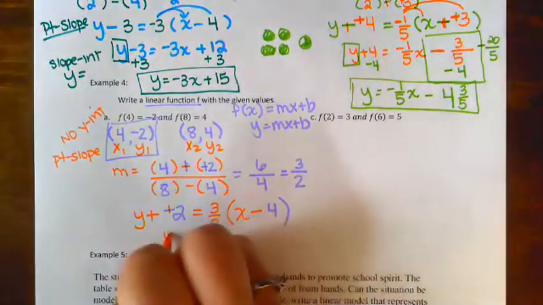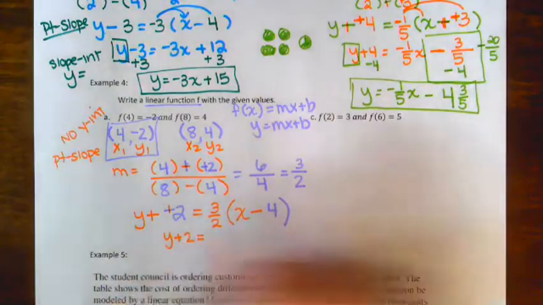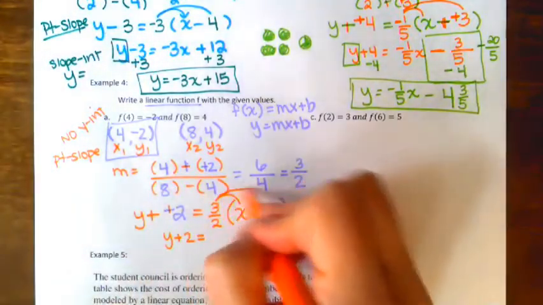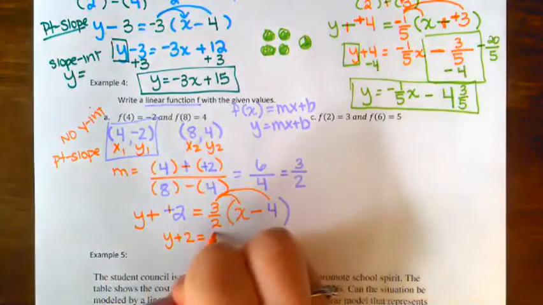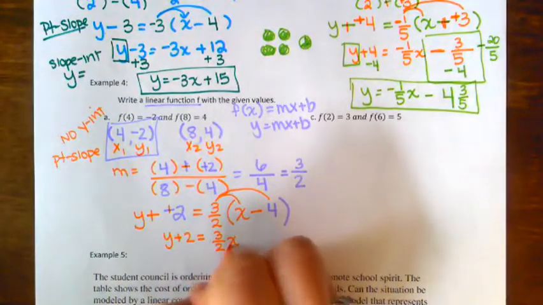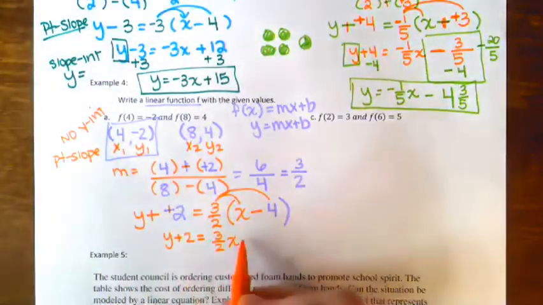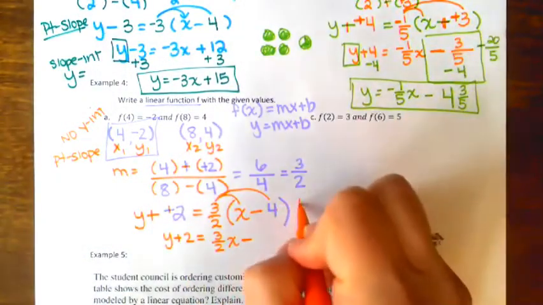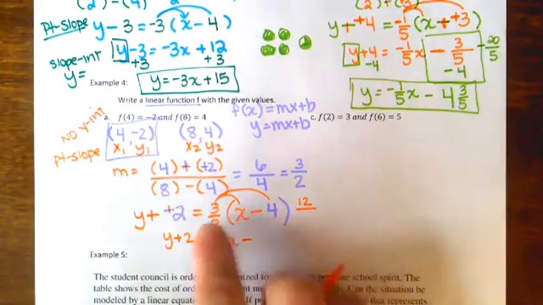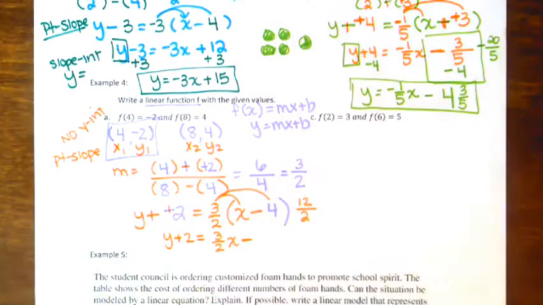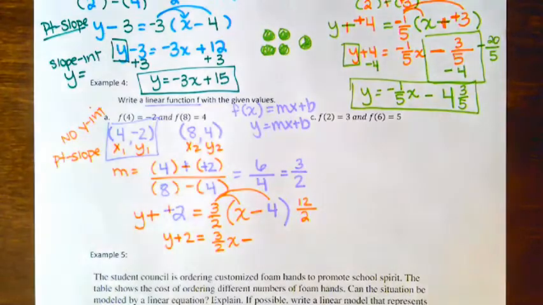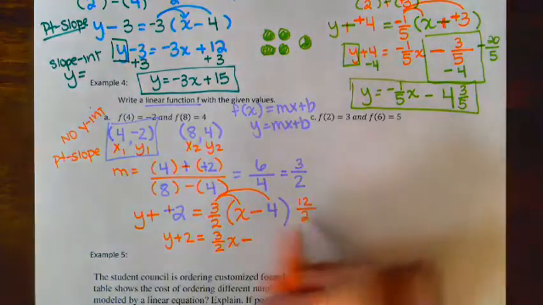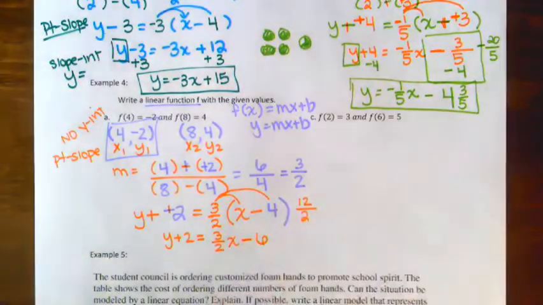Okay, so we're going to have y plus 2 over here. We always distribute first. So 3/2 x stays 3/2 x. A positive times a negative is a negative. And now 3 times 4 is 12 over 2. Well, can I simplify 12 over 2? Yes, 12 over 2 simplifies to 6. Good. And then how do I solve for y? How do I move that plus 2 to the other side?